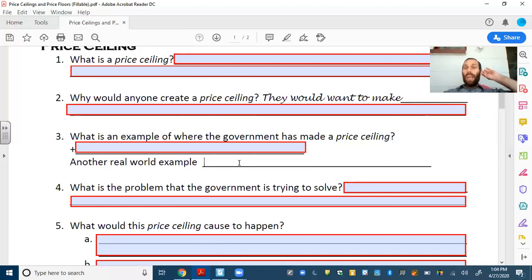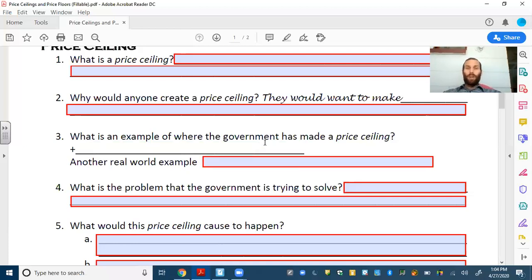Another example is what we call price gouging laws. Price gouging laws are laws put in place during emergencies like hurricanes, or even now with the pandemic, limiting how much a producer can charge for its good. So we have price gouging laws, and then we have rent controls in big cities up here.